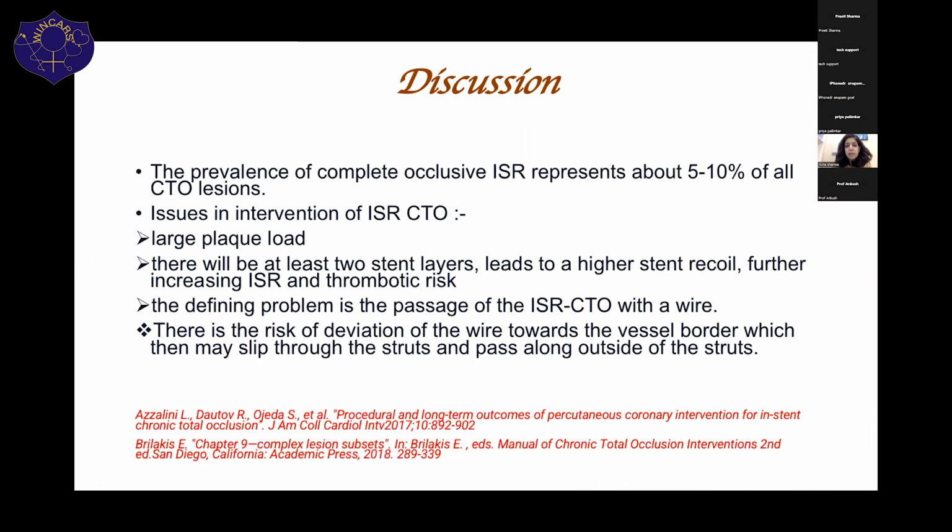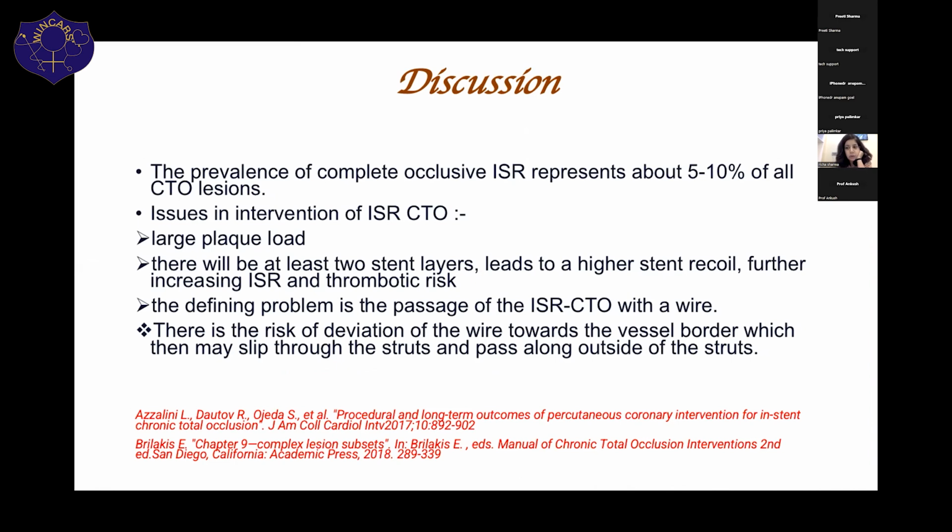So we know that the prevalence of complete occlusive ISR represents almost about 5 to 10% of all CTO lesions. And the issue in intervention of ISR CTO includes a large plaque burden, and there will be at least 2 stent layers leading to a higher stent recoil, further increasing ISR and thrombotic risk. And the defining problem is the passage of ISR CTO with a wire.